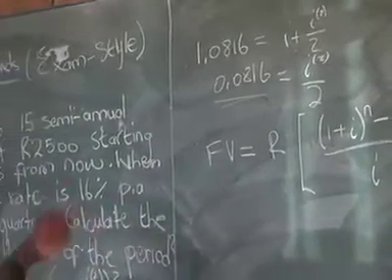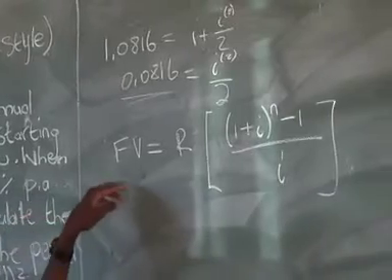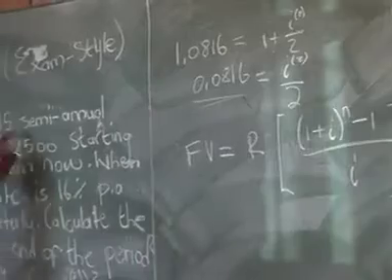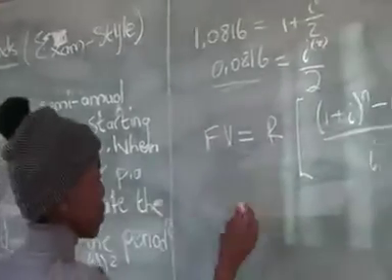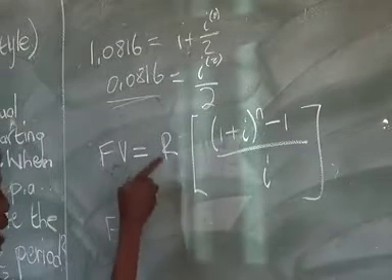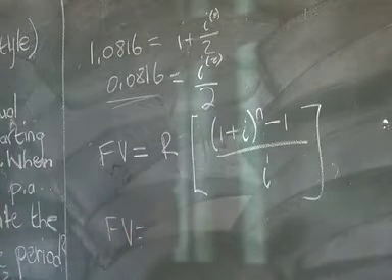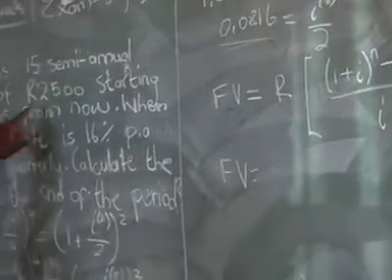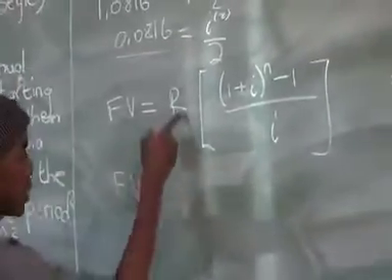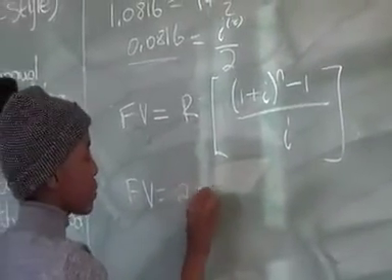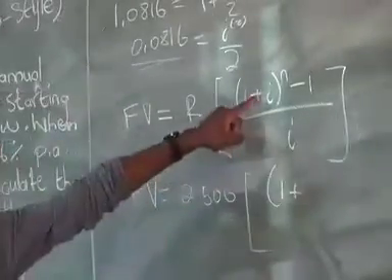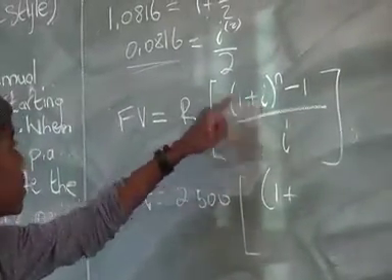So I'm just going to plug my values into this formula so that I can know how much the future value will be after making 15 payments. This is what we are trying to calculate: the future value after 15 semi-annual payments. The regular payment that we are going to make is 2,500, twice a year, semi-annually. So I'm going to substitute 2,500 here, and open bracket 1 plus the interest rate that we just calculated.